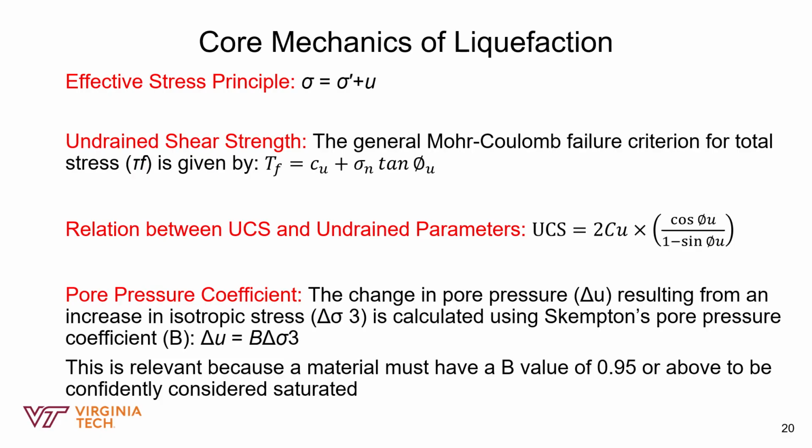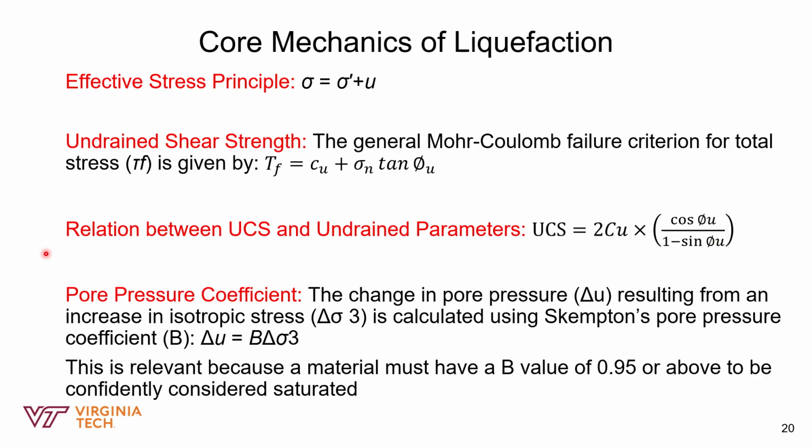So looking at some core mechanics of liquefaction, the first one is the effective stress principle, which is given by this equation. We also have the undrained shear strength, which can be calculated based on the general Mohr-Coulomb failure criterion, which is also illustrated here. And the UCS is generally the most common method to measure the strength of paste fill. So the relationship between the measured UCS and the undrained shear strength parameters is also illustrated in this equation.